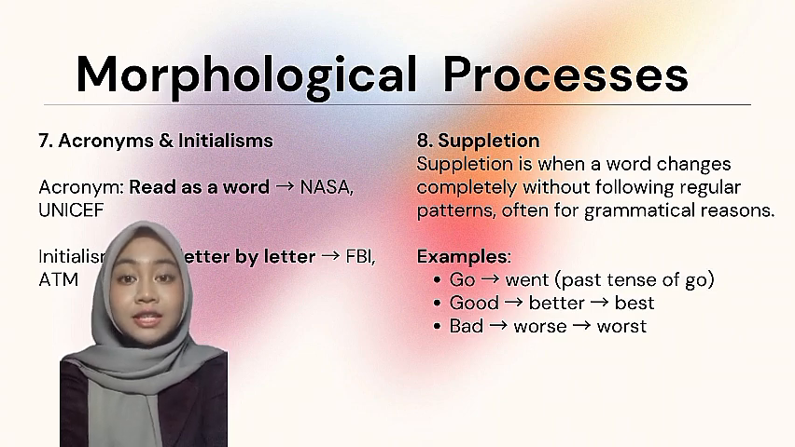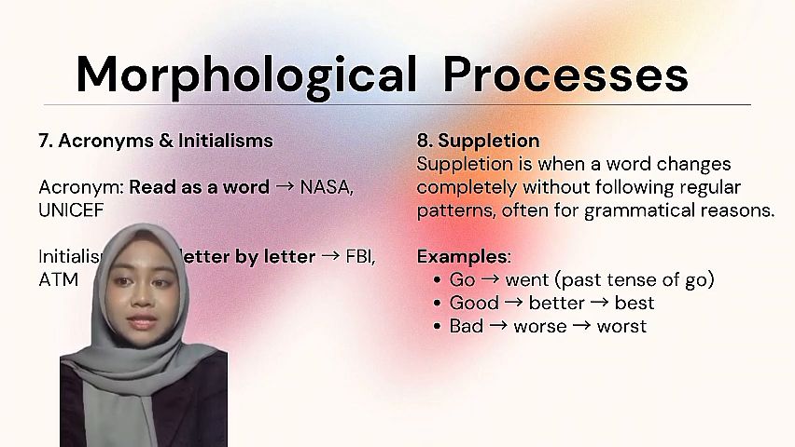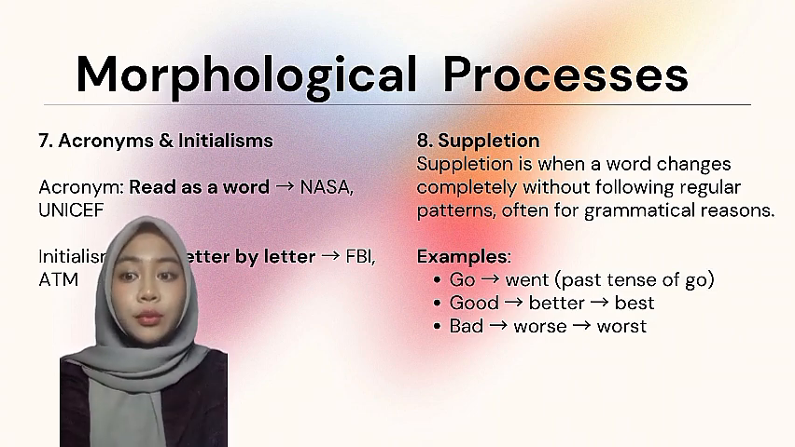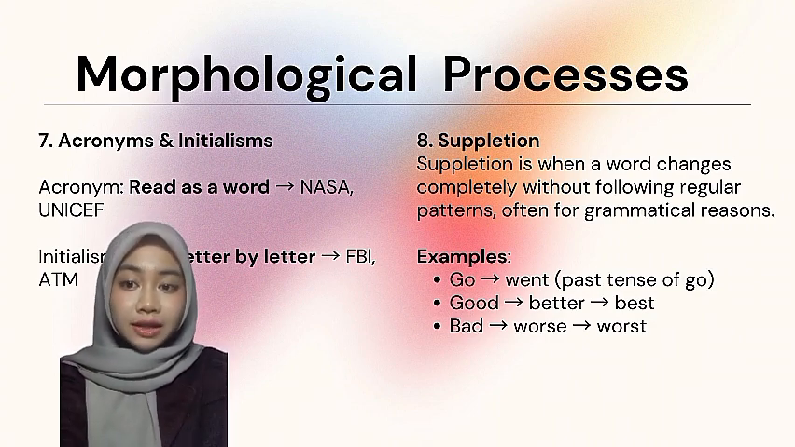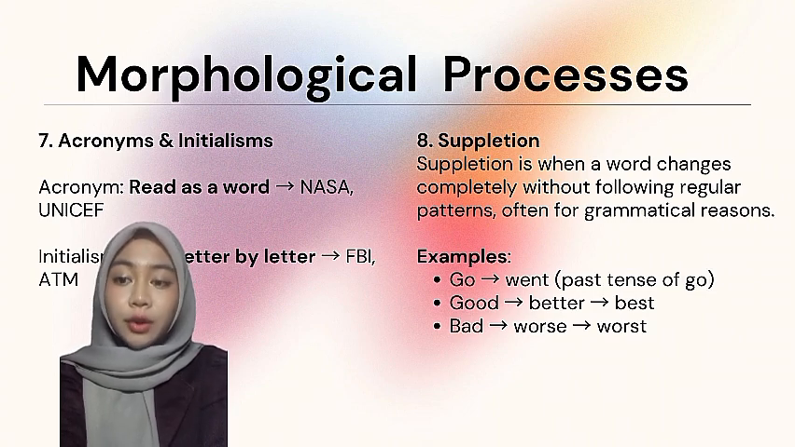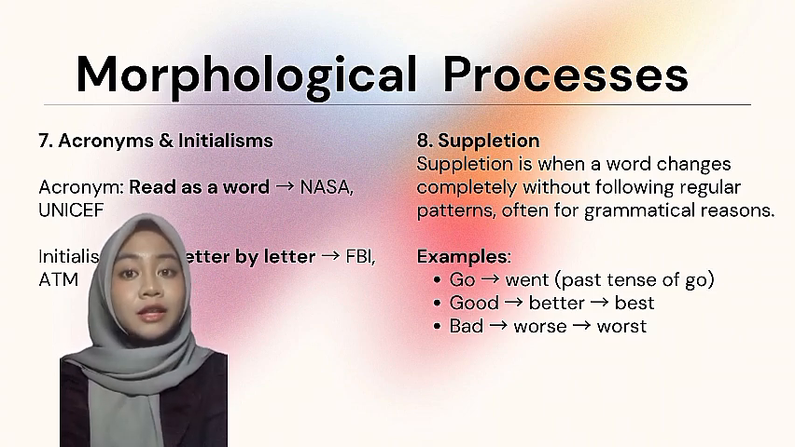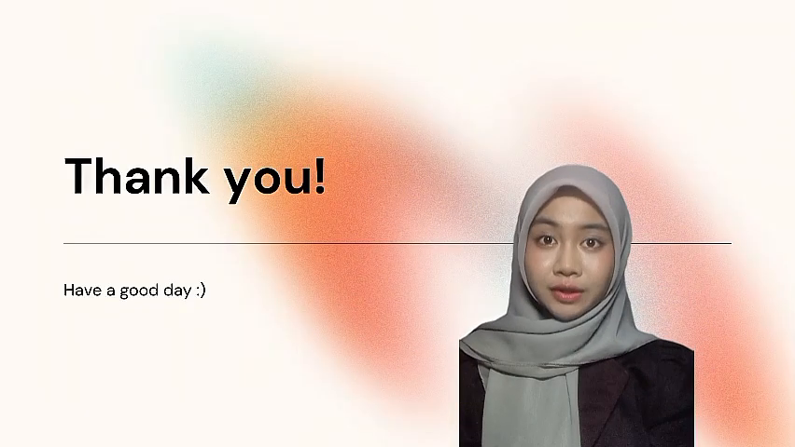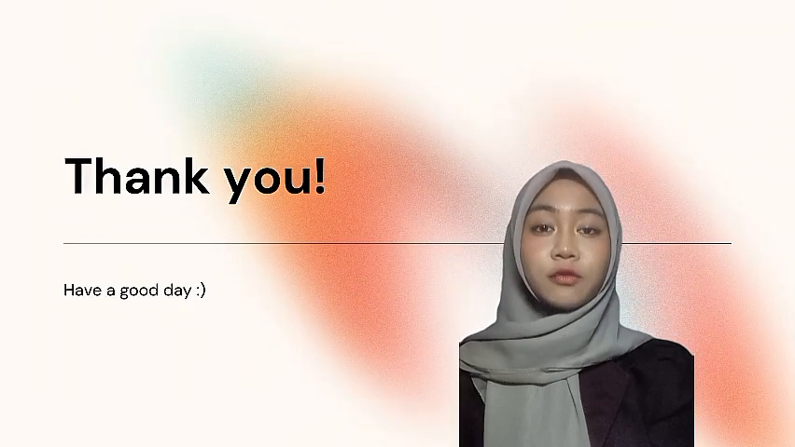And the last is suppletion. Suppletion is when a word changes completely without following regular patterns, often for grammatical reasons. For example, go to went. Went is past tense. And good, better, and best. And bad, worse. So, that's all for the material of morphology.